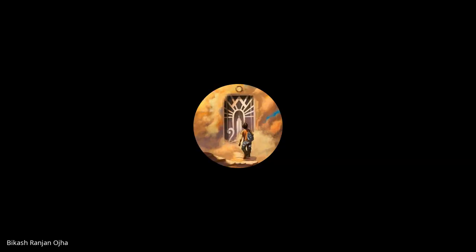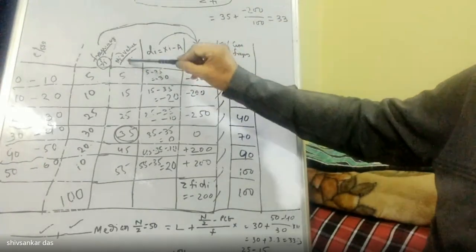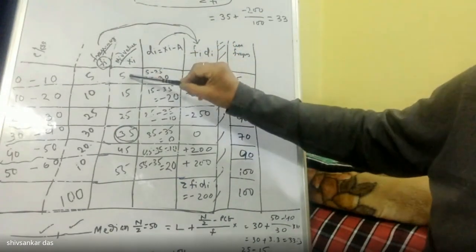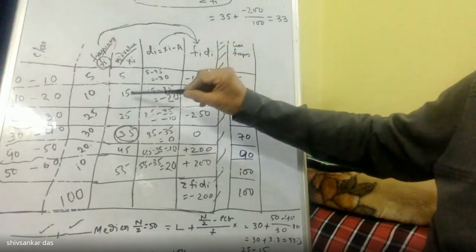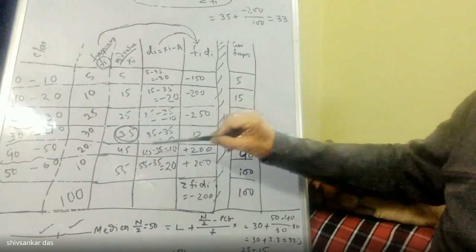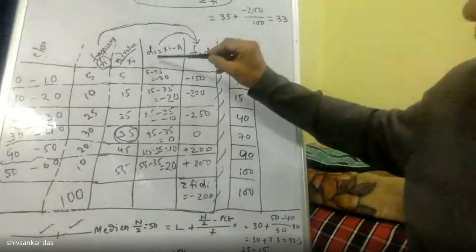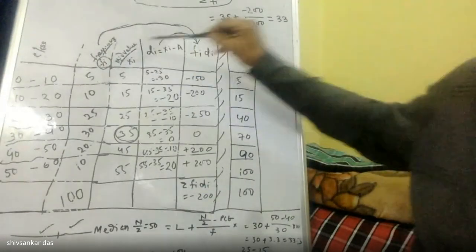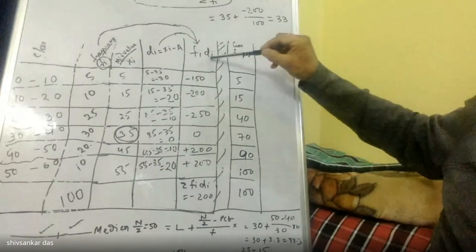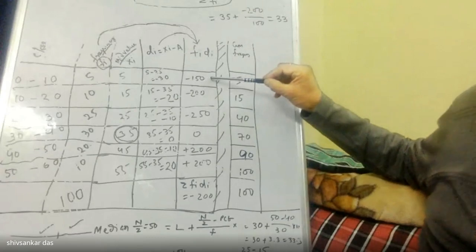Yes, sir. So here di is equal to xi, mid value 5 minus 35, mid value 15 minus 35, 25 minus 35, 35 minus 35, 45 minus 35, so I've got 20. Then I have multiplied di into fi. Di into fi, which is minus 30 into 5, minus 150.